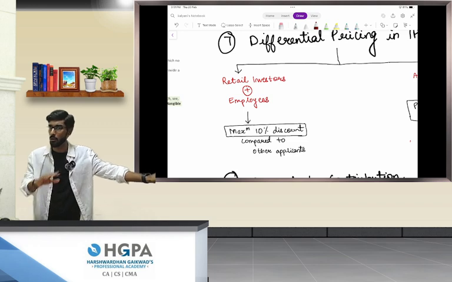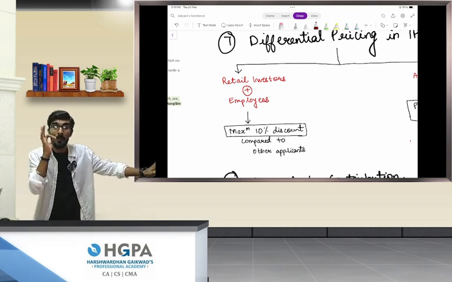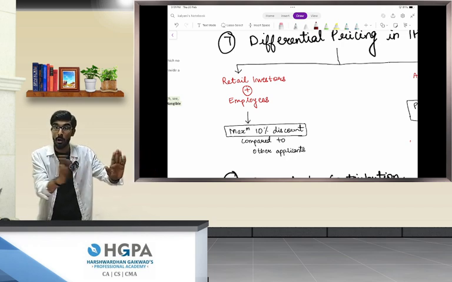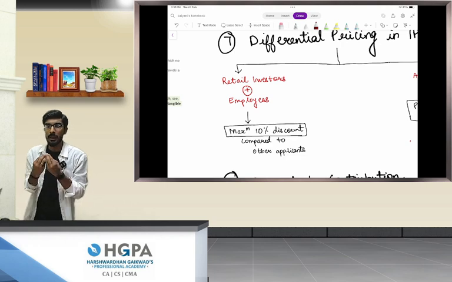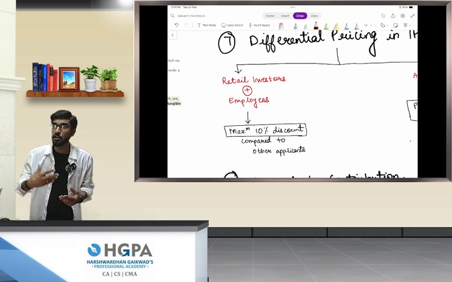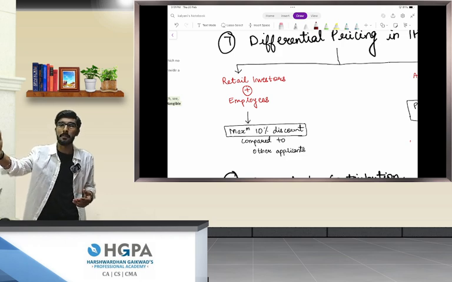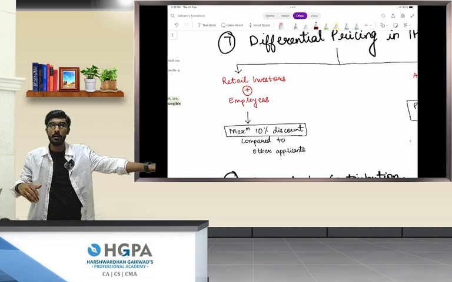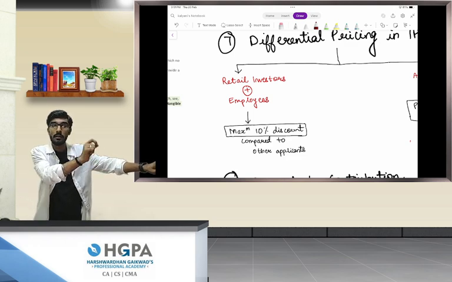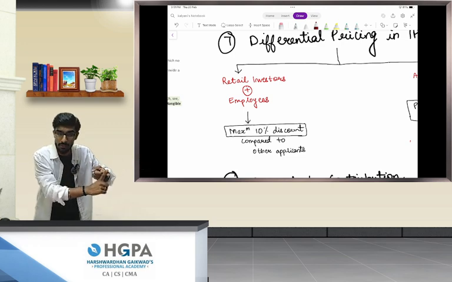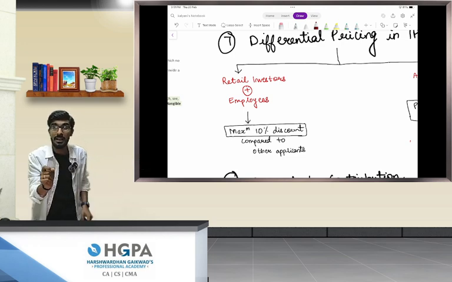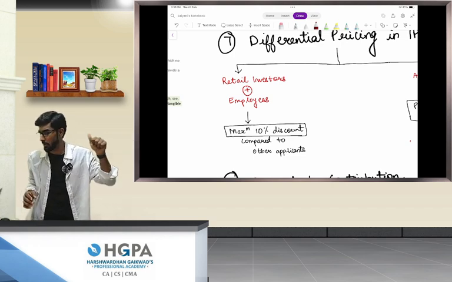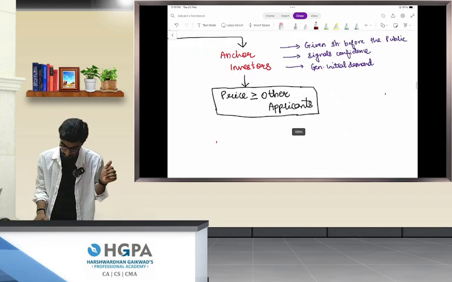They can be given a discount, no problem, but how much discount? Maximum 10% discount is only applicable to them, not more than that. For example, if 100 rupees shares are issued to big players like HDFC Bank, SBI, insurance companies, then I cannot allot to the retail individual investors or employees shares at a price less than 90 rupees, that is 10% discount. Clear? Good to go.